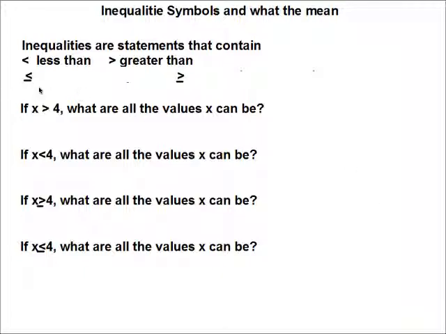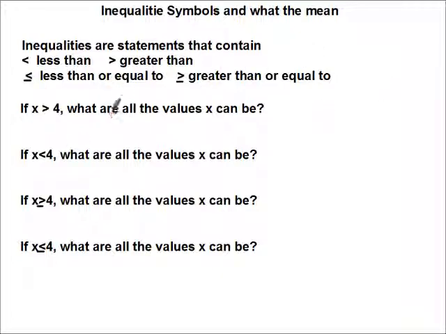And then when you have these little lines under it, it's still the same thing. Since this one looks like the L still and has half of an equal sign, this is less than or equal to. And this is our greater than sign with the equal sign underneath, greater than or equal to. So that's what those mean. We have less than, greater than, less than or equal to, and greater than or equal to.